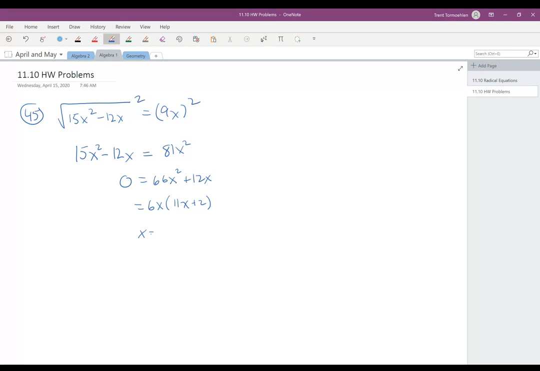And so that means I get x equals 0. That's how this becomes 0. And negative 2 over 11, because when does 11x plus 2 equal 0? Well, at negative 2 elevenths.